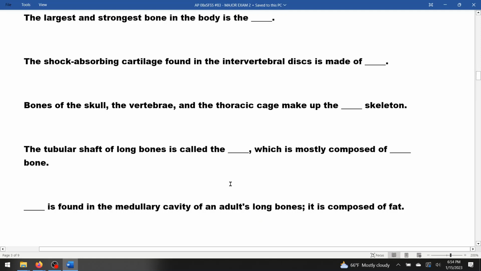Blank is found in the medullary cavity of an adult's long bones. It is composed of fat. Well, that would be the yellow marrow. Yellow marrow.